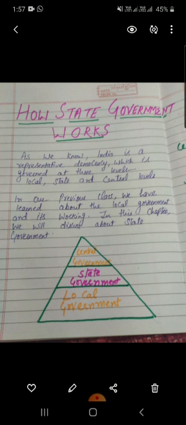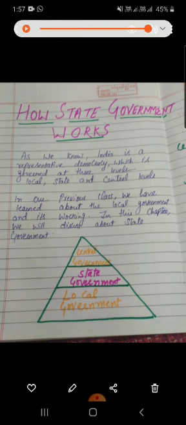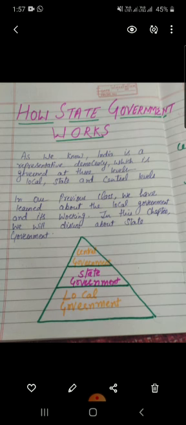Today, we are going to discuss the third chapter of civics, that is, how state government works. Before starting the chapter, let us revise some previous topics that we have discussed in our class 6th. As we know, India is a representative democracy which is governed at three levels, that is local level, state level and central level. In the 6th class, we have learned about the local government and what is its working. In this chapter, we will discuss the working of state government.